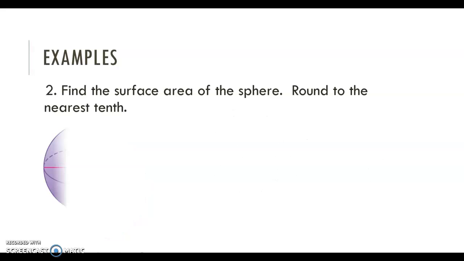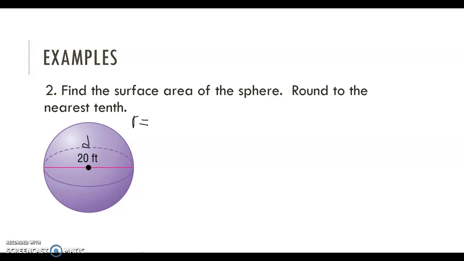Okay? Now we are given a sphere. Notice that this line segment is drawn from one side going through the center to the opposite side. So that is representing the diameter. So the diameter is 20 feet. That means that our radius then is 10 feet that we will be using in our formula.